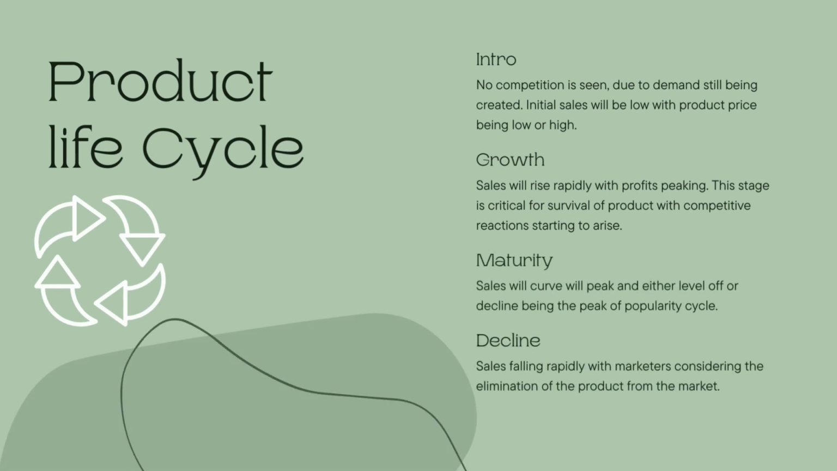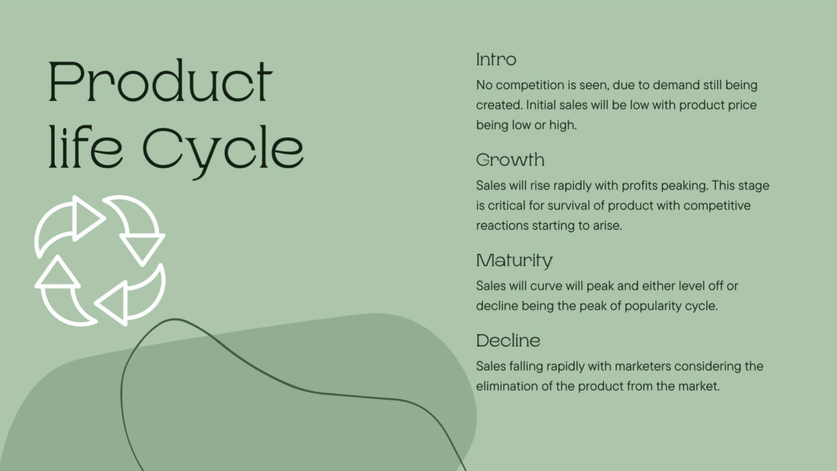Following is an important slide here. That would be the product life cycle. Now, there are 4 different stages in the product life cycle: intro, growth, maturity, and decline. For intro, no competition is seen due to demand still being created. But do not worry, however, initial sales will be low, with product price being low or high. Now you get everybody's favorite, the growth. Sales will rise rapidly with profits peaking. This stage is critical for survival of product, with competitive reactions starting to arise.